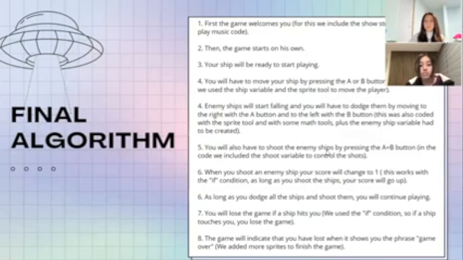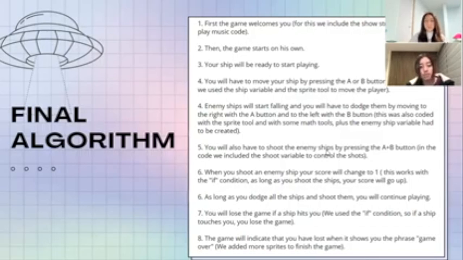You will also have to shoot the enemy ship by pressing the A plus B button. In the code, we included the shoot variable to control the shots. Then when you shoot an enemy ship, your score will change to 1. This works with the if condition. As long as you shoot the ships, your score will go up. As long as you dodge all the ships and shoot them, you will continue playing.